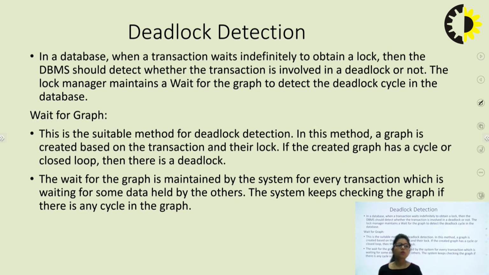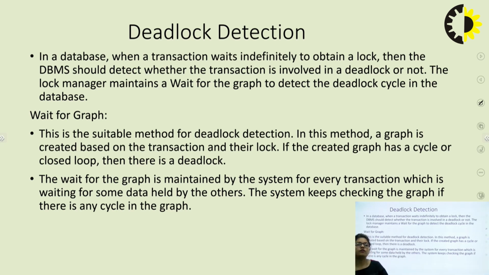Okay. Now the other is deadlock detection. In a database, when a transaction waits indefinitely to obtain a lock, then the DBMS should detect whether the transaction is involved in a deadlock or not. The lock manager maintains a wait-for graph to detect the deadlock cycle in the database. Now, what is a wait-for graph? This is a suitable method for deadlock detection. In this method, a graph is created based on the transactions and their locks. If the created graph has a cycle or closed loop, then there is a deadlock, otherwise not.